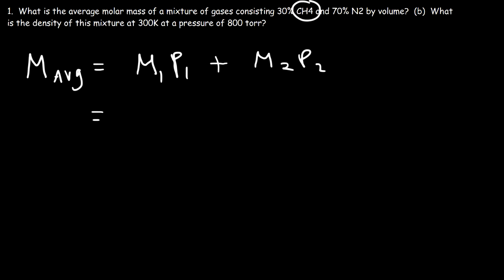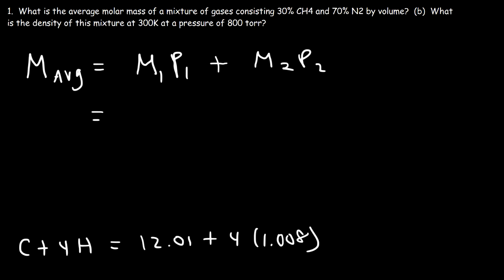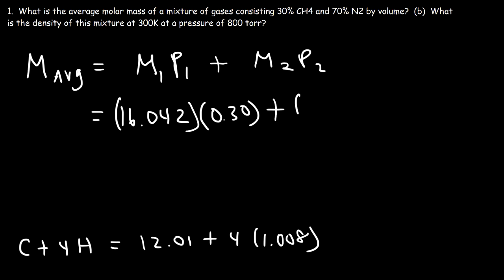So the molar mass of methane, that's C plus 4H, so that's 12.01 plus 4 times 1.008. That's equal to 16.042. Now we need to multiply it by its percentage, which is 30% or 0.30. Now the molar mass of N2 is 14.01 times 2, so that's 28.02, times its percentage, which is 0.7.